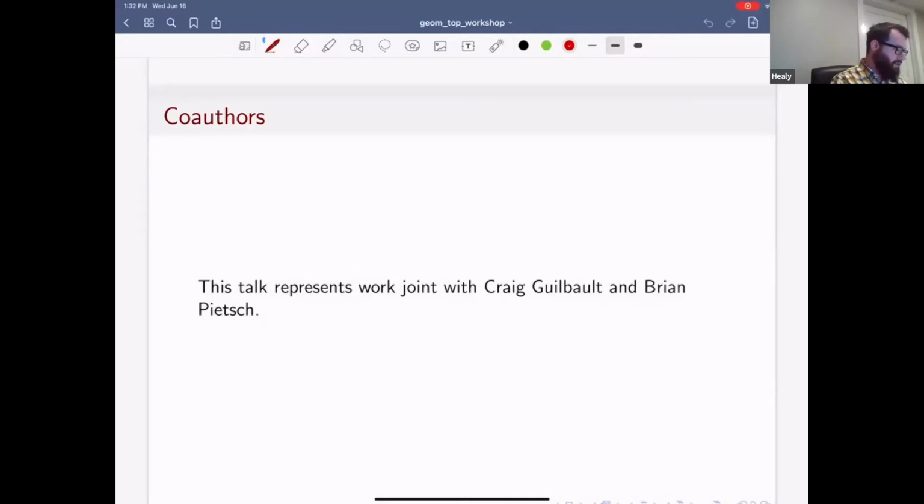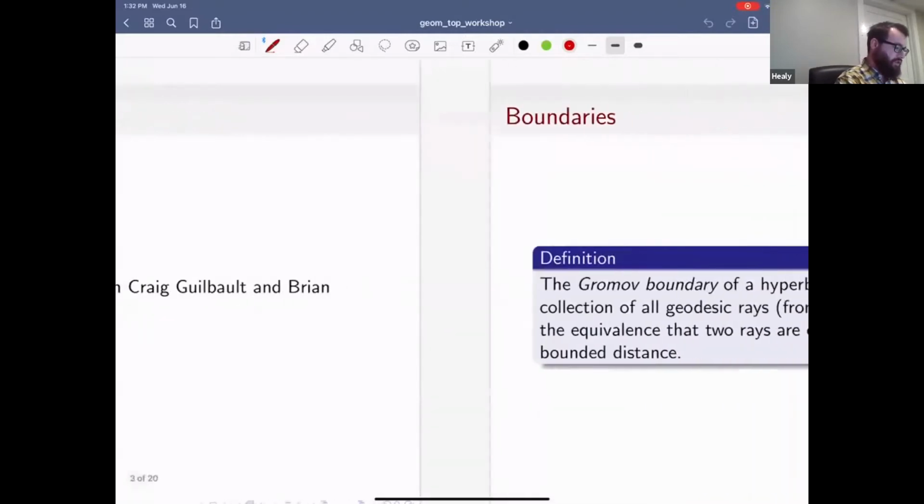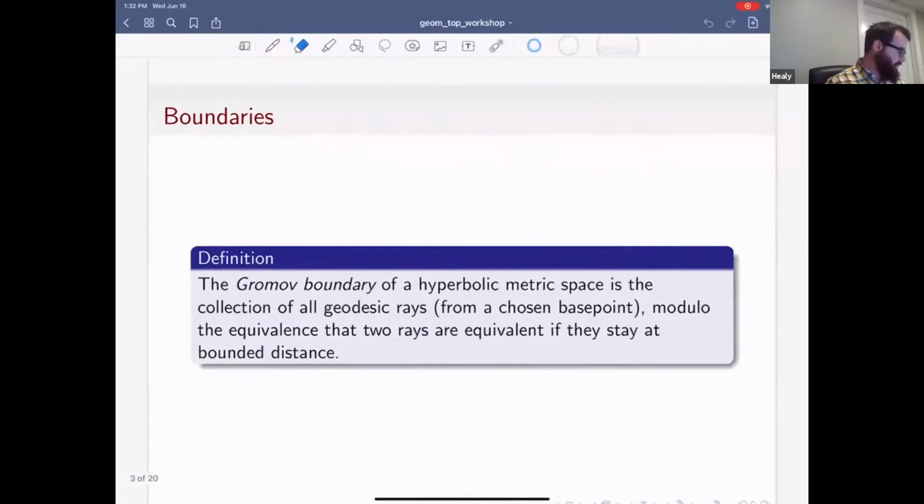So this is going to be a talk about group boundaries. It's sort of a mixed geometric topology and geometric group theory. So I'm going to try to motivate some of the geometric group theory first.